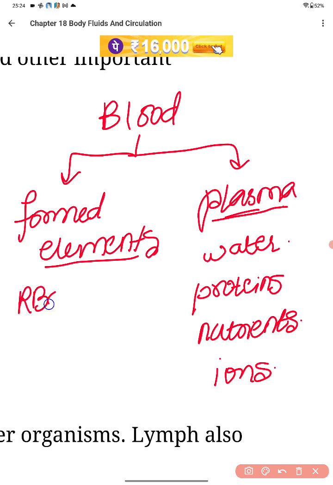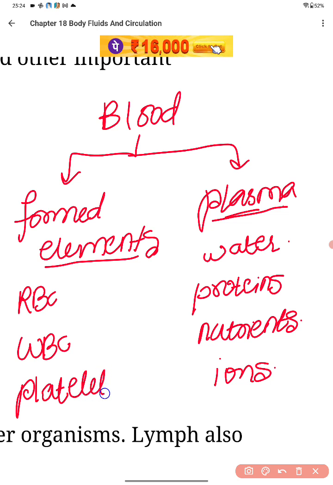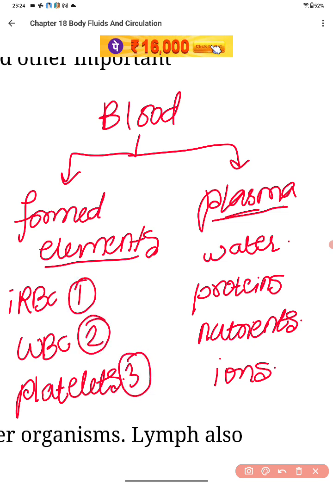RBC, WBC, other is platelets. So these are your formed elements. There are three formed elements: RBC, WBC, platelets. Okay, so these are the formed elements.